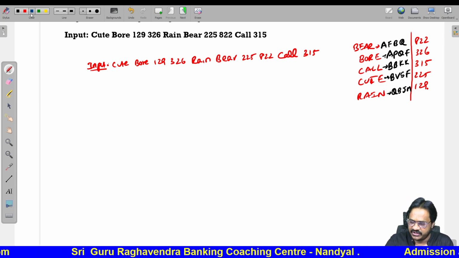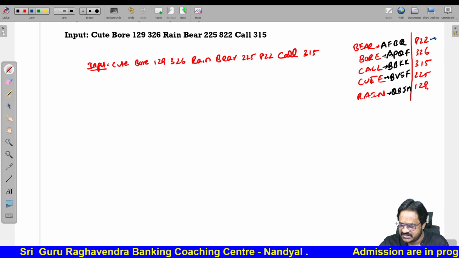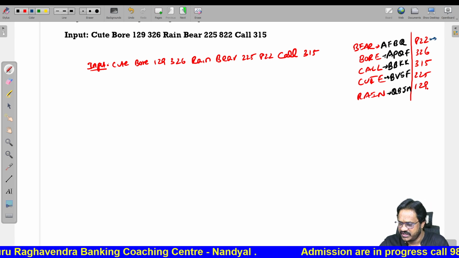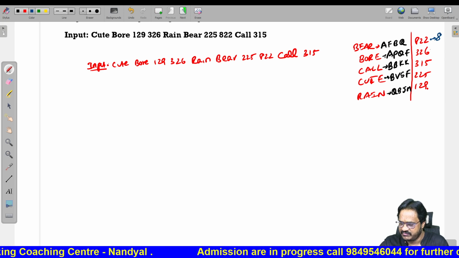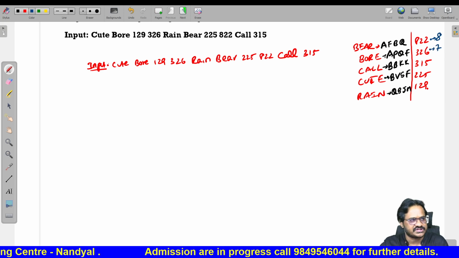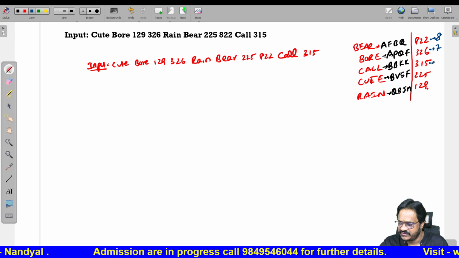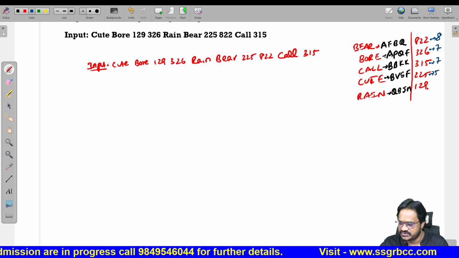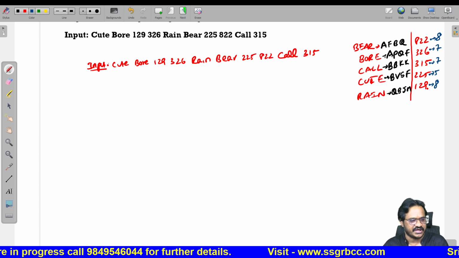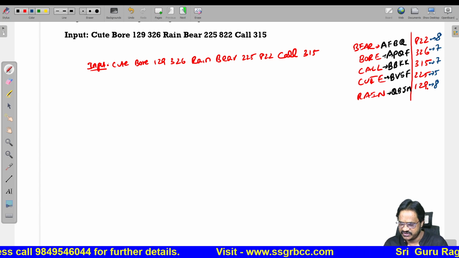Now 822: first digit and last digit sum, and minus 2. 8 plus 2, 10, 10 minus 2 is 8. 3 plus 6, 9, 9 minus 2, 7. Here 3 plus 5, 8, 8 minus 1, 7. 5 plus 2, 7, 7 minus 2, 5. 10 minus 2, 8. These are the numbers we should make.